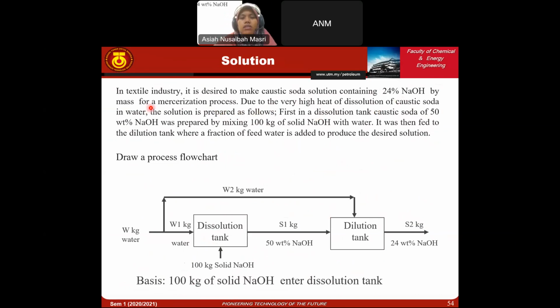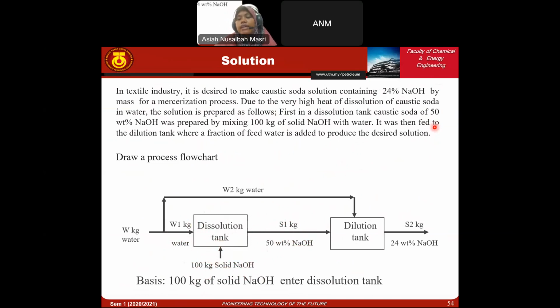Okay, and then what did it say? It mentioned this step. Remember back, we have two units. First is the dissolution tank unit. Second is the dilution tank unit. For the dissolution tank unit, the question said that it was used to prepare 50 weight percent NaOH. Thus, it should be a product from the dissolution tank. How was it prepared? It was prepared by mixing water and solid NaOH, around 100 kilograms. So we have two inputs, water and 100 kilograms solid sodium hydroxide. But we don't know the amount of water. We also don't know the amount of 50 weight percent sodium hydroxide produced.